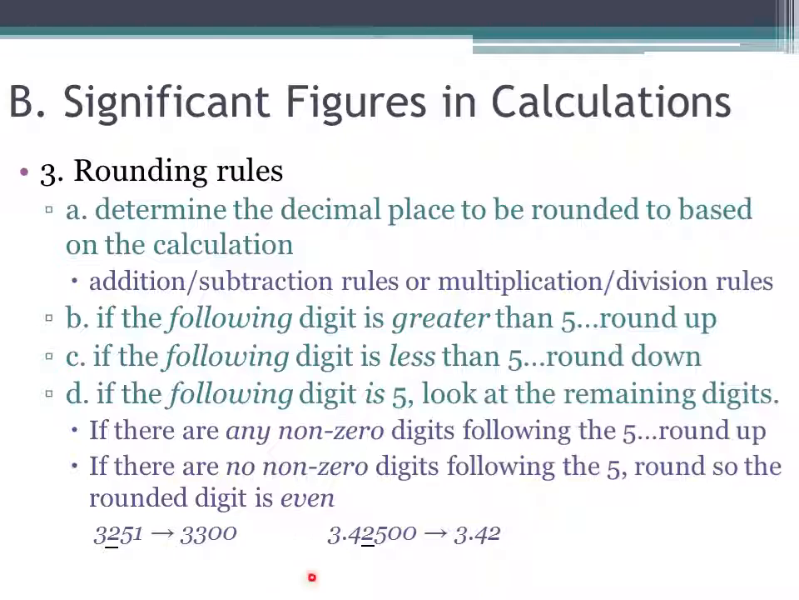The next example, 3.42500. We're rounding in this case to the hundredths place. The next digit's 5, so we have to look at the rest of the digits. All I see are zeros. So in other words, this number is exactly halfway between the two possibilities, 3.42 and 3.43. The rule tells us we are going to round so that the digit we round is even. So my possibilities are either 3.42 or 3.43. 2 is the even option, so my answer is rounded to 3.42.